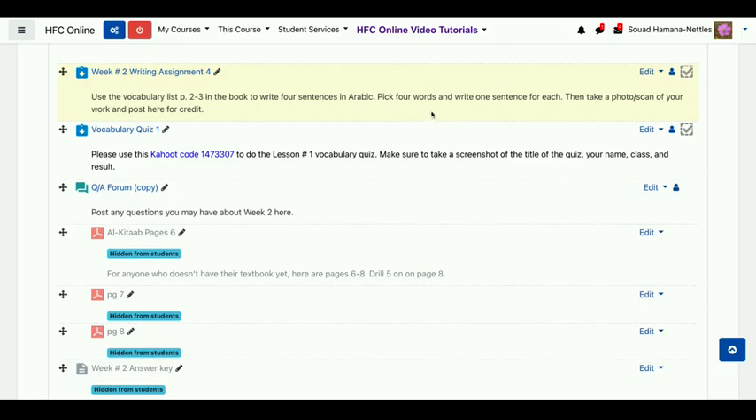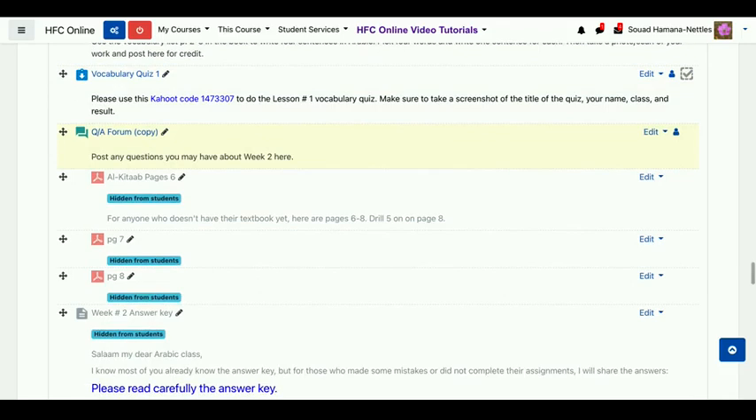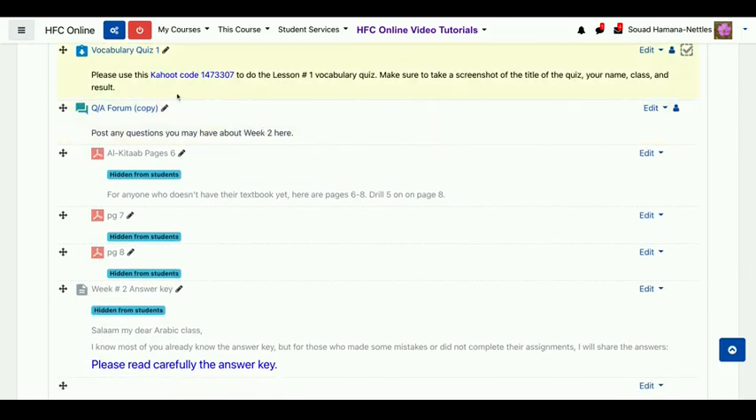And please use the PDF file so you can submit it, and it will be easy for me to see it. Here we have a quiz again on Kahoot. Excuse me. So you go to Kahoot and you just put this code. And the same thing like I said.